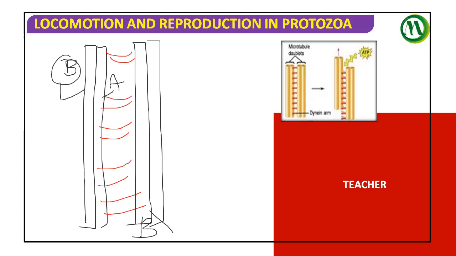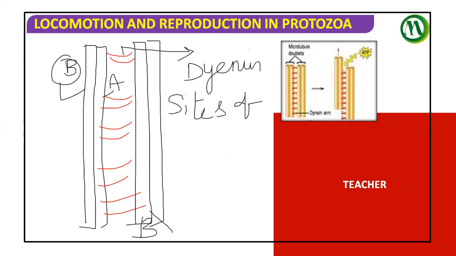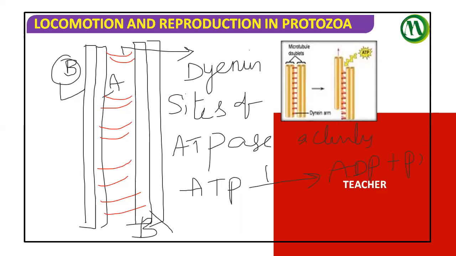The dynein arms, the red ones I am showing, are called sites of ATPase enzyme activity. ATPase is the enzyme that breaks ATP into ADP plus phosphate ion. In general terms, this ATPase enzyme generates the energy, so the dynein arms get the energy.